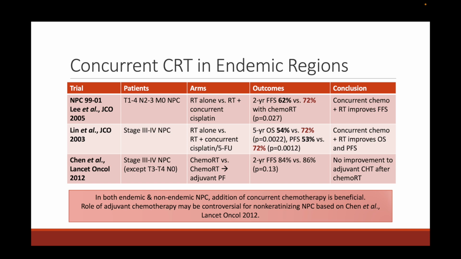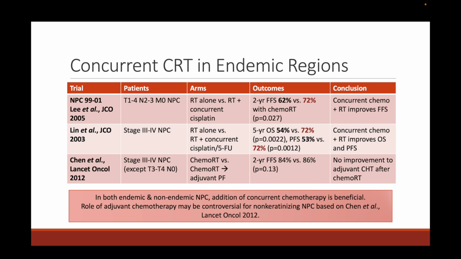So based on these trials that are listed here, as well as the intergroup 99 trial, which we already talked about, it seems that in both endemic and non-endemic nasopharyngeal cancer, adding concurrent chemotherapy is definitely beneficial. And remember, all of these trials that we've talked about so far were predominantly including stage 3 to 4 patients. So adding concurrent chemotherapy to the radiation for stage 3 to 4 nasopharyngeal cancer seems to be beneficial.